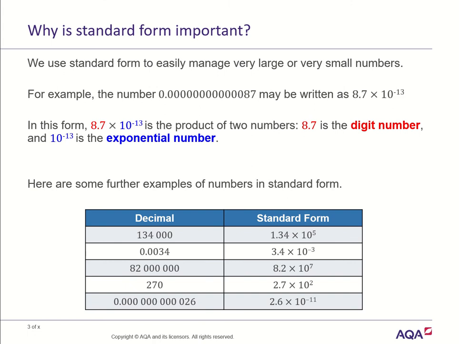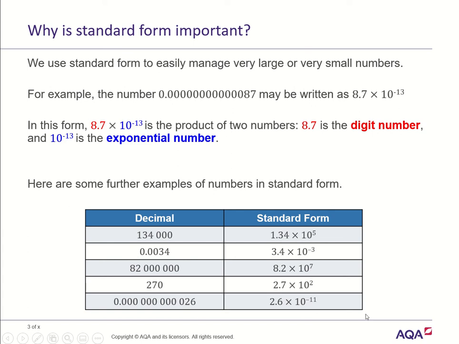So why is standard form important? Well, the point is to easily manage very large or very small numbers. Basically, it allows us to not have to write down a ton of zeros in very small or very large numbers. And as we mentioned in our prefixes video, you've got a digit number, in this case 8.7, and we've also got the exponential number, just here, which this time is times 10 to the minus 13.